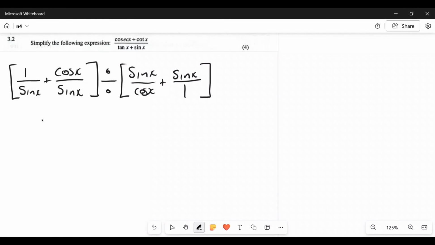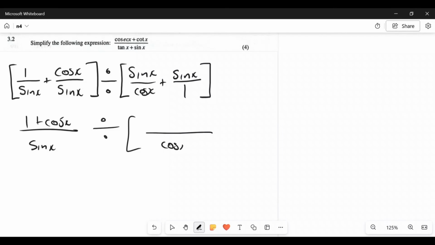Right. So in the first bracket, we have the same denominator, which is sin x. So we can write 1 plus cos x on the numerator then. Right. Let's not forget we're still dividing here. Now, in the second bracket, we have to find the LCD. The LCD here is actually cos x.